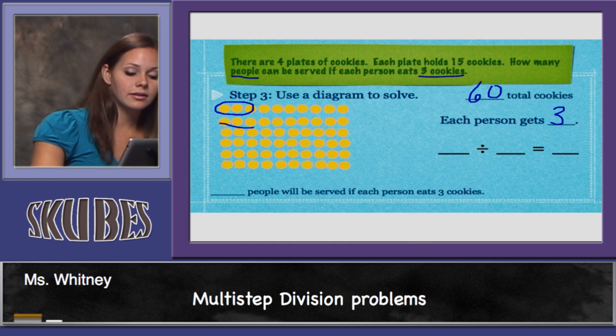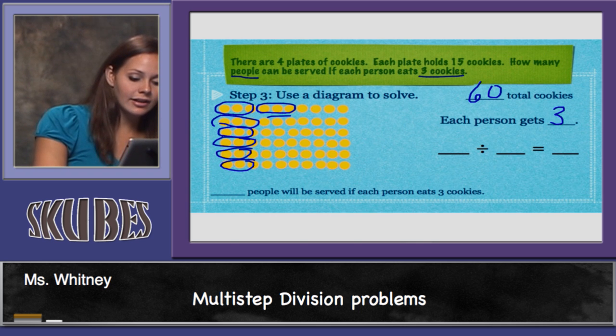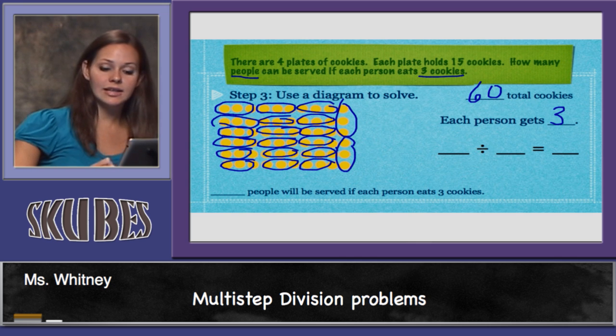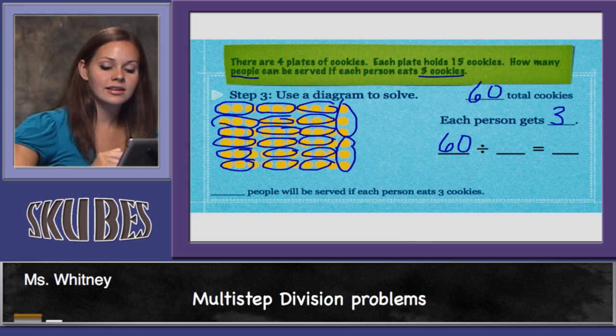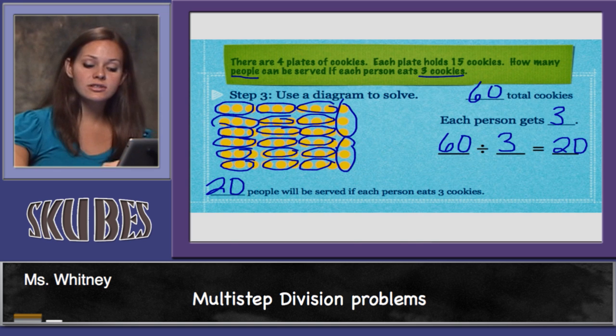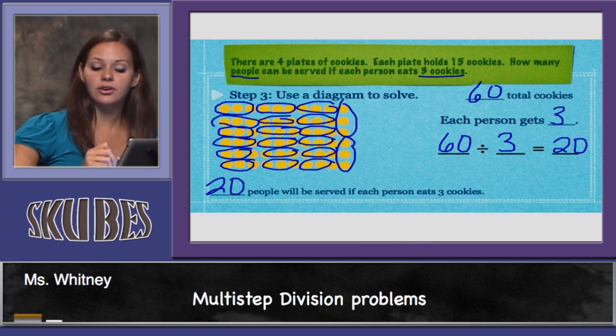So there's 1, 2, 3, 4, 5, 6, 7, 8, 9, 10, 11, 12, 13, 14, 15, 16, 17, 18, 19, 20. 60 divided into groups of 3 equals 20 total groups. So 20 people will be served if each person gets 3 cookies.